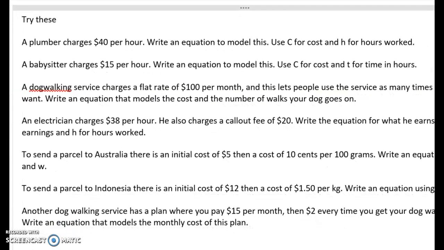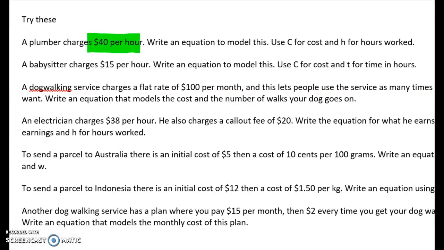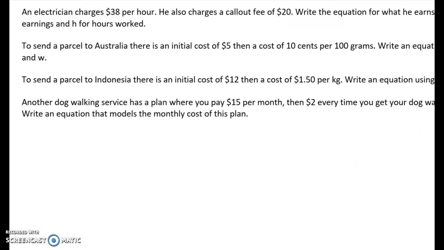All right, the plumber charges $40 per hour. Write an equation to model this. Use C for the cost and H for the hours worked. So $40 per hour means that the gradient is 40. And there's no call-out fee here, right? The plumber just gets $40 an hour, and that's all there is to it. So that means that my equation is really simple.